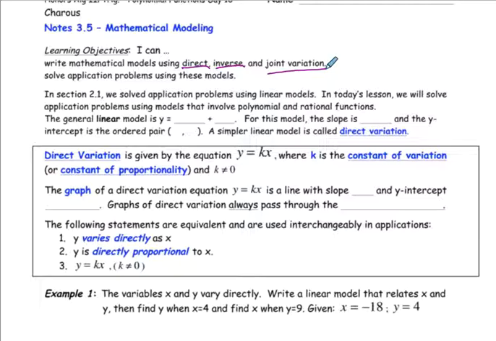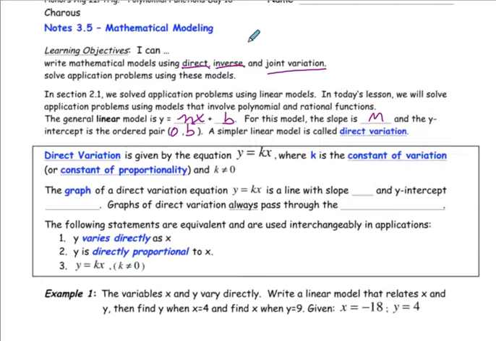So just by way of review, in section 2.1, we solved application problems using linear models. And today we're going to use models that involve polynomial and rational functions. That's why this lesson falls in chapter 3. The general linear model is y equals mx plus b. We've worked with that in chapter 2. And for this model, the slope is m and the y-intercept is the ordered pair (0, b).